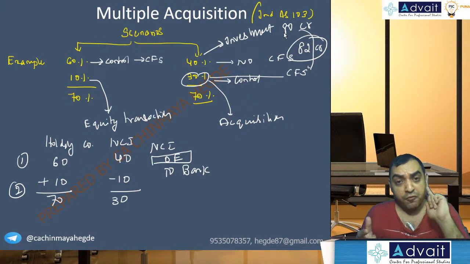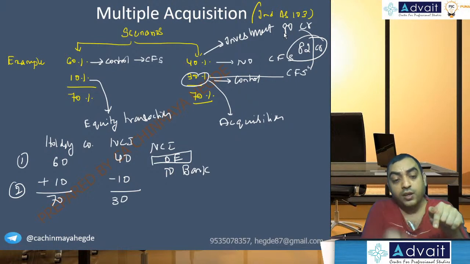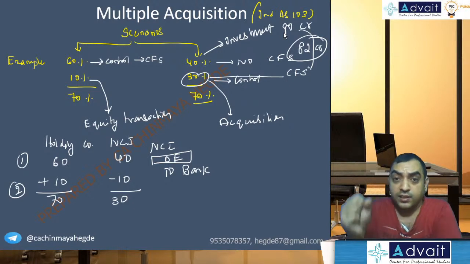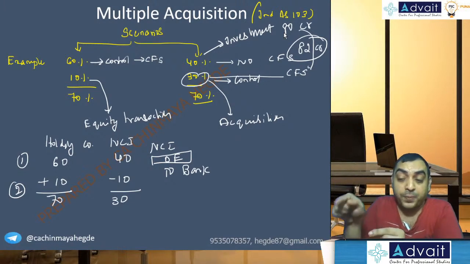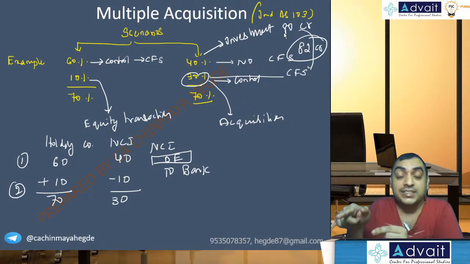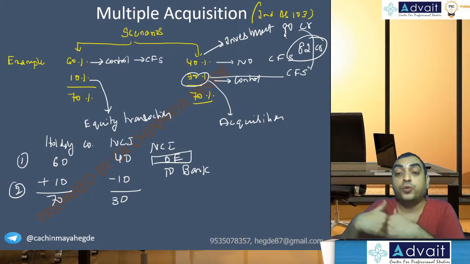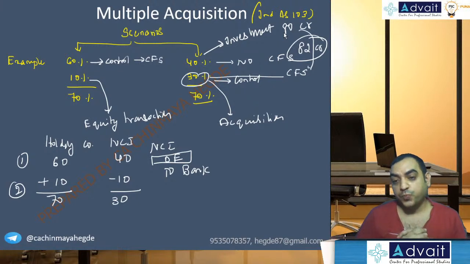One scenario, first acquisition you got the control, then you acquired extra, NCI will reduce, your holding company share will increase, difference goes to other equity. In the second scenario, you acquire over a period of time and then you get the control. So on the date of control, the previously held investments should be revalued, should be taken at fair value. It is asking, can you repeat the second case?